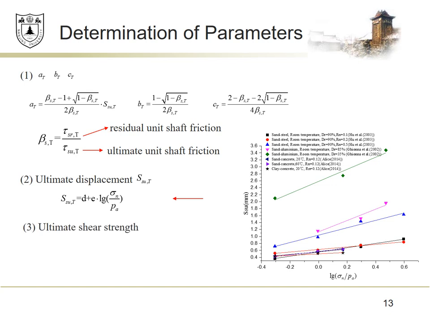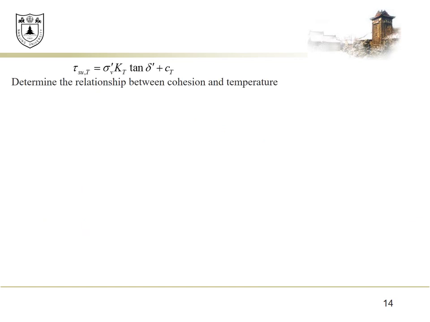For ultimate shear strength, which can be defined by the Mohr-Coulomb criterion. Of course, first we need to define the relationship between cohesion and temperature. But I just know the cohesion at 20 and 15 degrees. Now I need to check the necessity of carrying out additional direct shear tests.